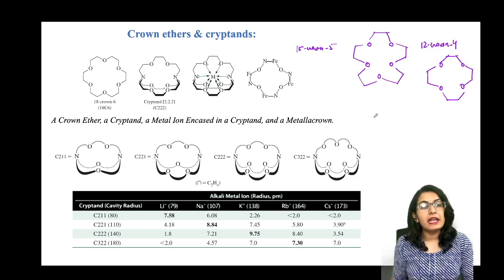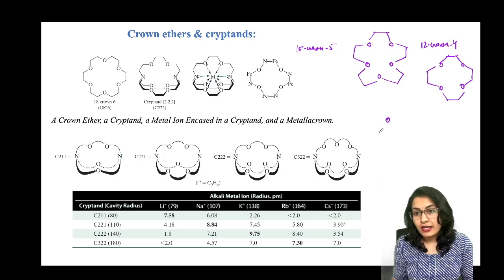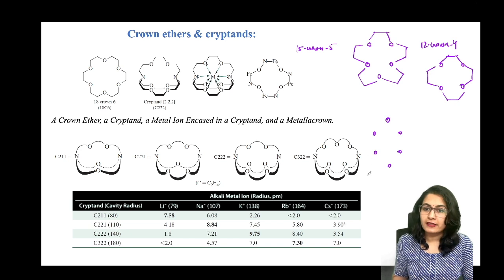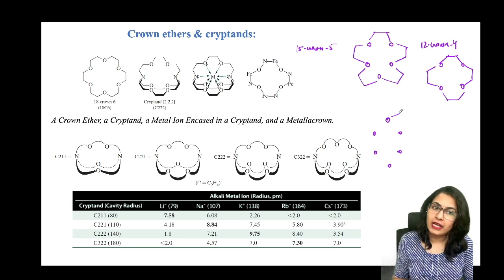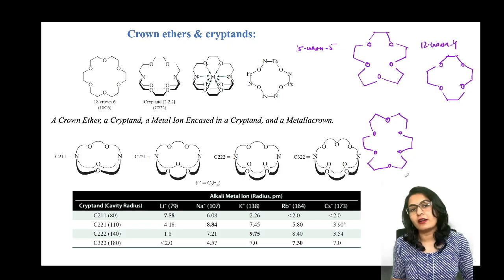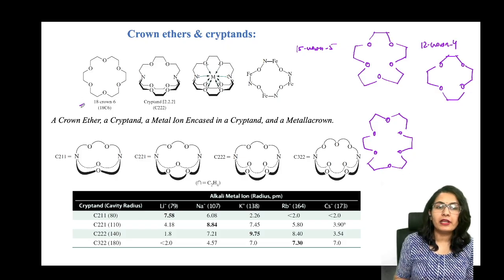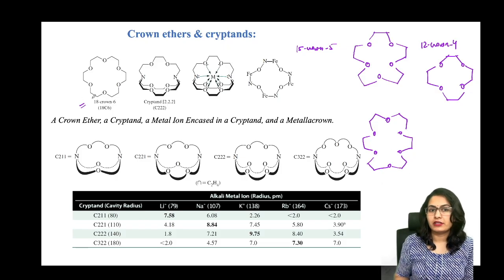How is it going to be 18 crown 6? You just have to draw 6 oxygen atoms like this. In a hexagon, draw the 6 oxygen atoms, connected by the ethylene bridges. This is 18 crown 6, just that. Okay, this is the largest of the crown ethers.